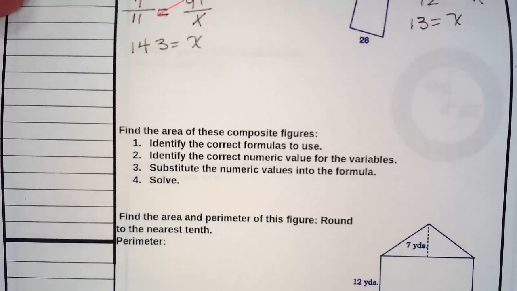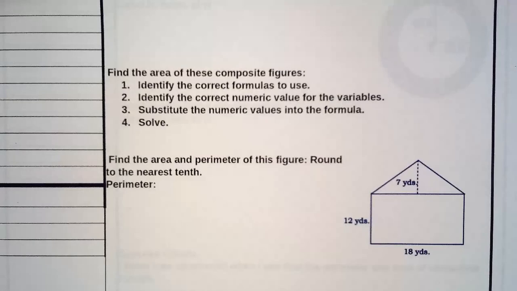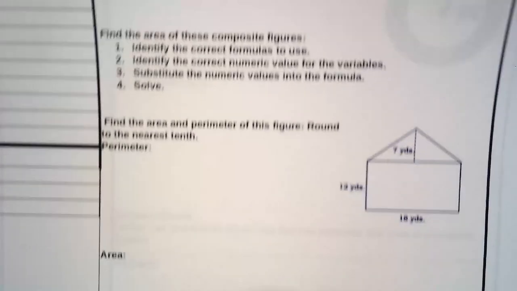So finding the area of composite figures, you need to remember 4 different things. Number 1, identify the correct formula to use. Number 2, identify the correct numeric value for the variables in that formula. 3, substitute the numeric values into the formula, and 4 means to solve. So find the perimeter and area of this figure, rounded to the nearest tenth.